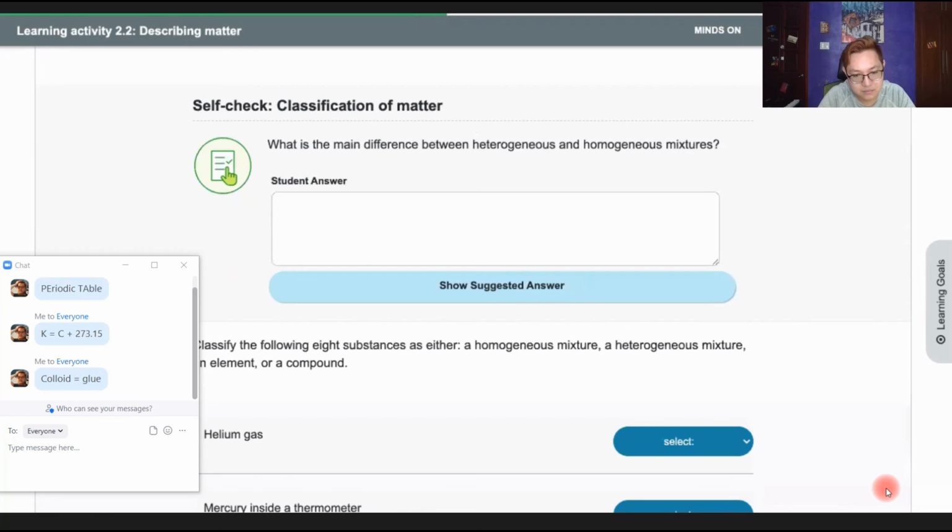Self-check classification of matter. What is the main difference between heterogeneous and homogeneous mixture?